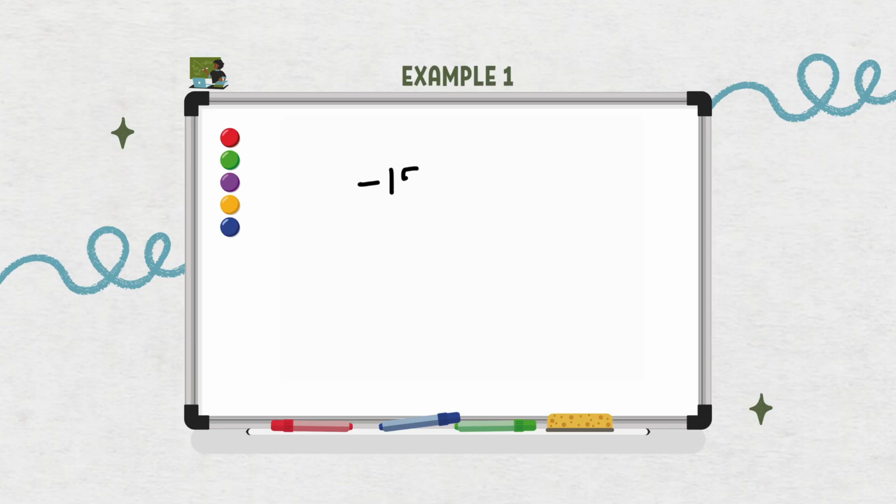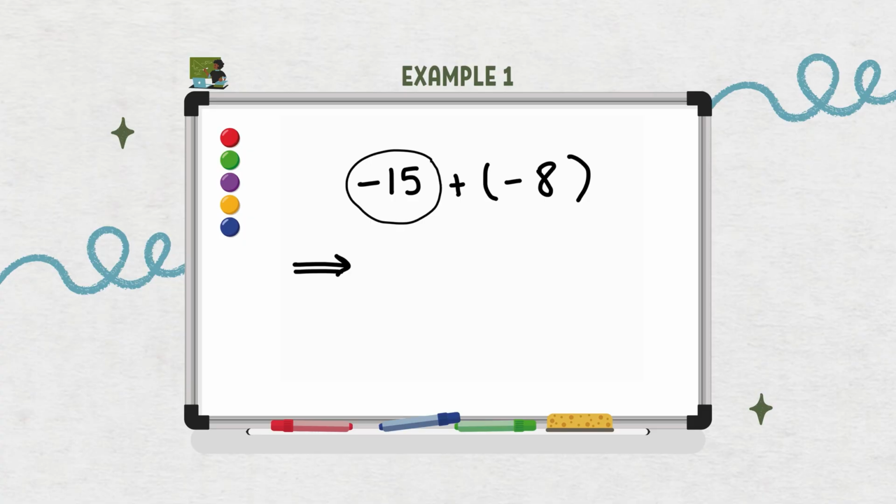Jumping right into example 1, we have negative 15 plus parentheses negative 8. The first thing I'm going to do is rewrite this problem because I see a negative sign, a plus sign, and a negative sign. We only need two operations. So I'm going to do term by term. The first term we have is negative 15. Negative 15 is in the front, so therefore it gets to stay the same. Now I'm going to circle the positive sign and parentheses negative 8.